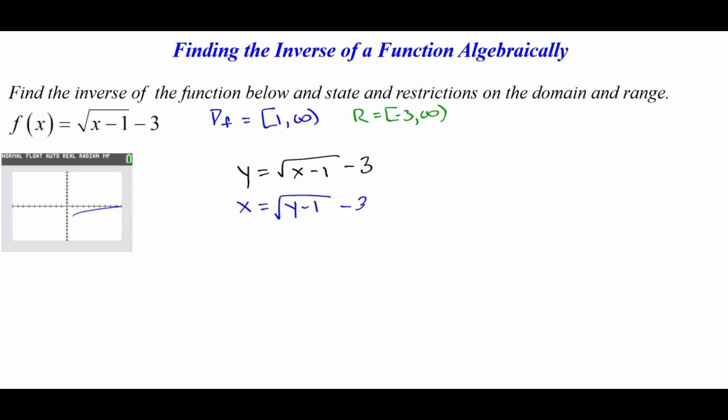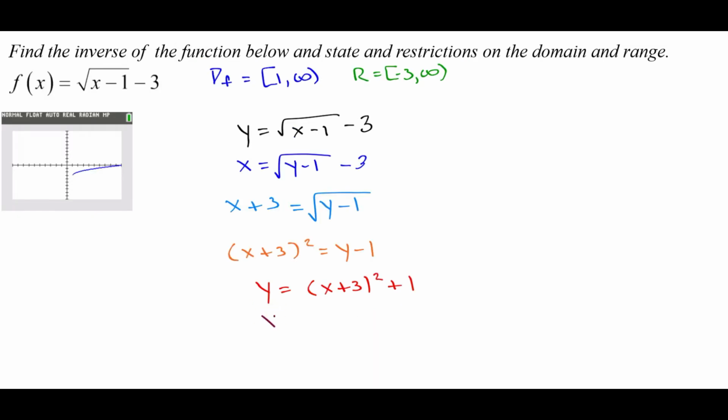So the first thing I'm going to do is just add the 3 to both sides. Now we're going to square both sides. So we get x plus 3 quantity squared equals y minus 1, and then we're just going to add 1 to both sides, which is going to give us y equals x plus 3 quantity squared plus 1. Simplifying this a little bit, we're going to get y equals x squared plus 6x plus 9, still the plus 1. So my inverse function is x squared plus 6x plus 10.